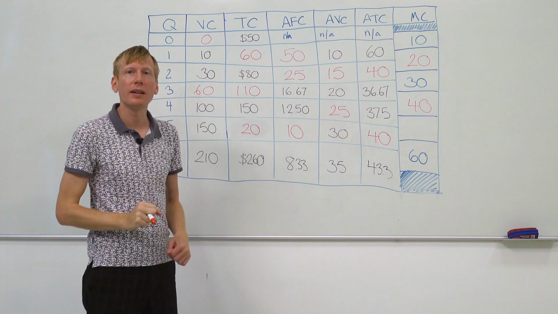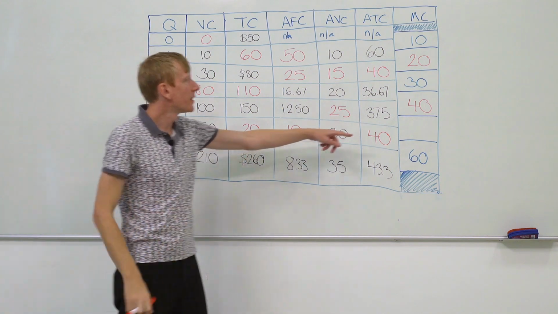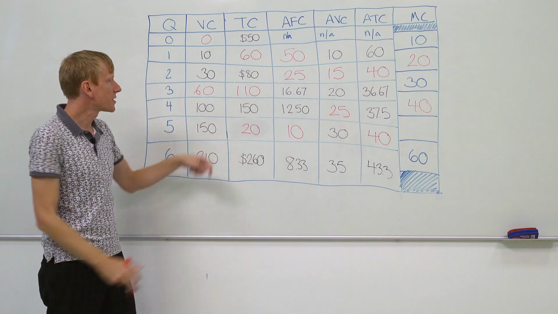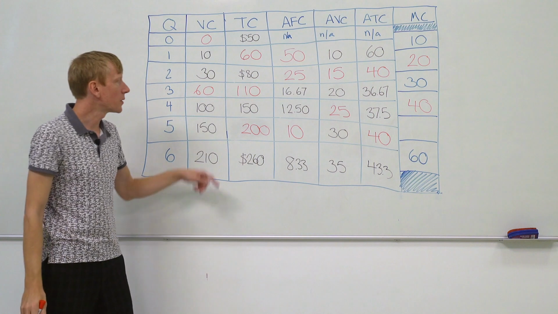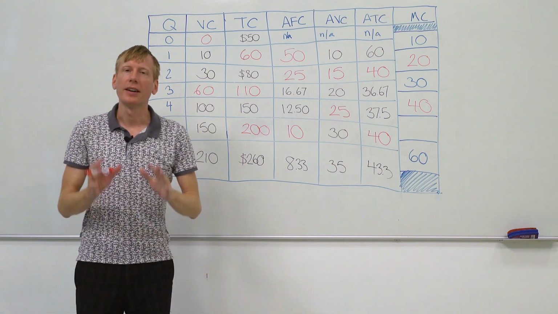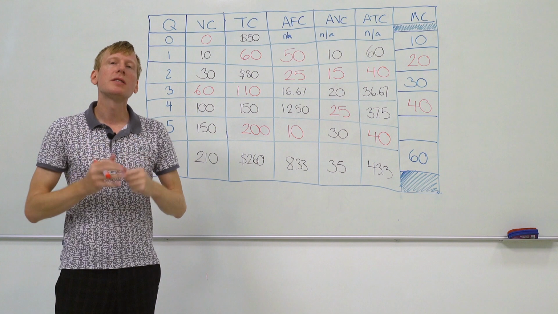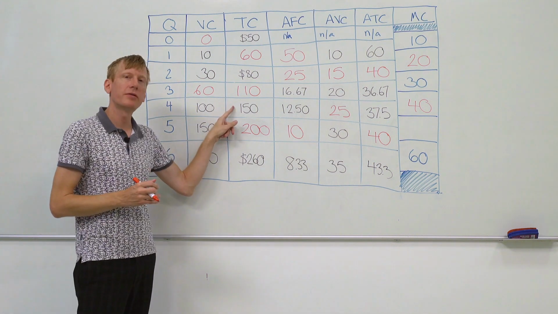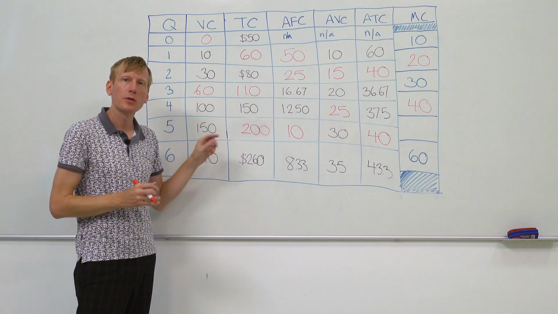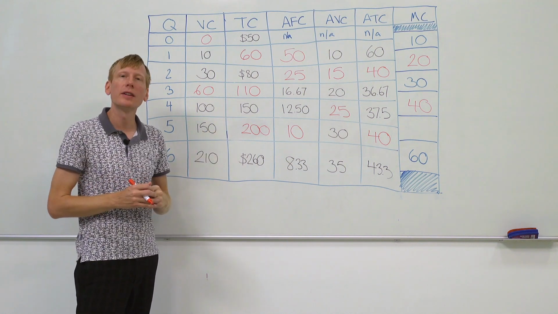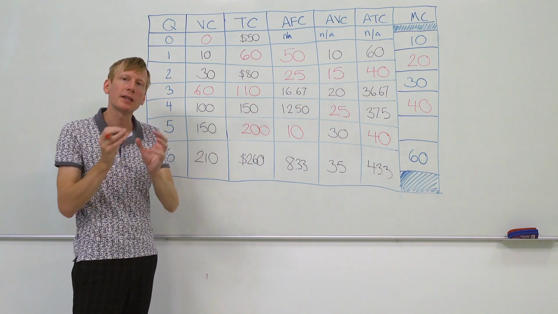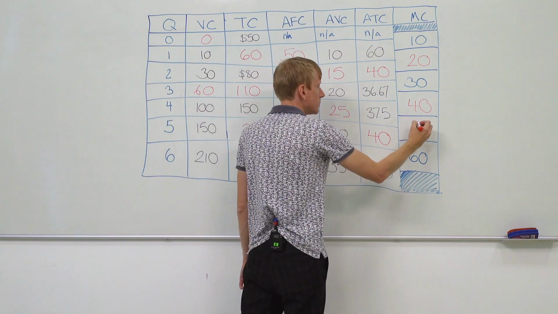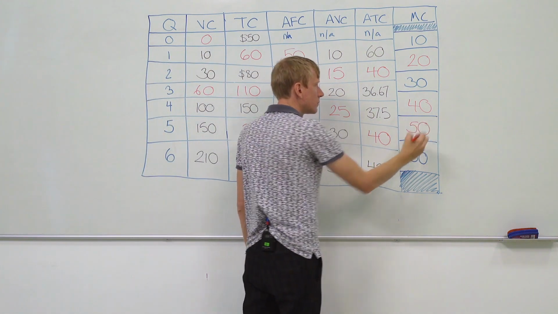Now the last blank on our table, one more thing to calculate, that marginal cost for the fifth unit. Producing that fifth unit causes us to increase our total cost from 150 to 200. So producing that fifth unit increases our cost by 50. 200 minus 150. Our marginal cost of the fifth unit is 50.